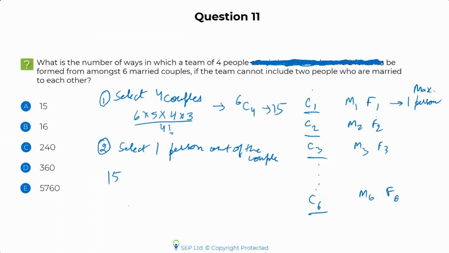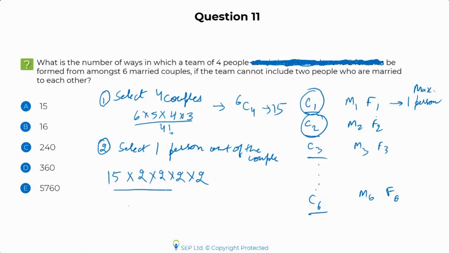So let's say you have selected C1. In how many ways can you select one person? You can select it in 2 ways. You can either select M1 or select F1. Similarly, if you select C2, how many ways can you select one person out of the 2? You can do it in 2 ways. Similarly, you can do it in 2 ways for the other 2 couples as well.